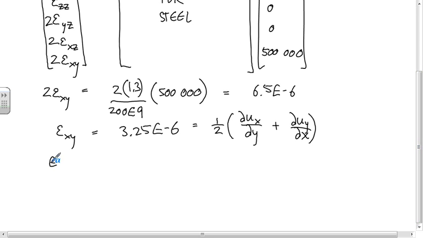So we expect ux to be equal to some constant cx times y, uy to be equal to 0, and uz to be equal to 0. And now we just have to figure out what that cx is.